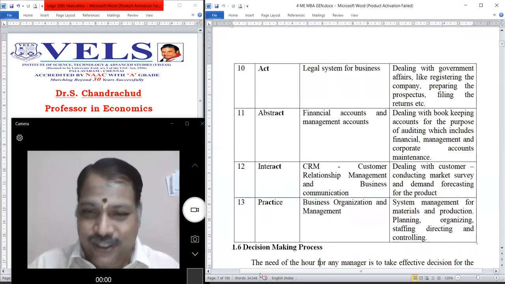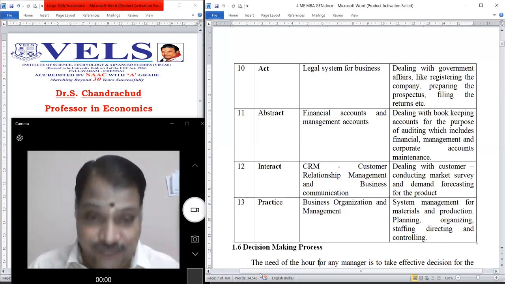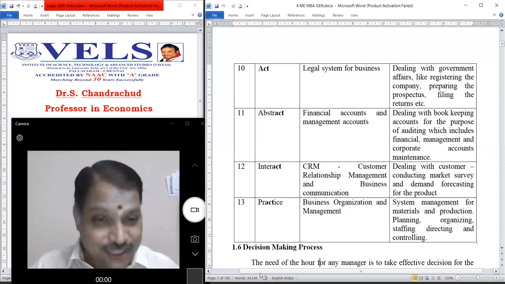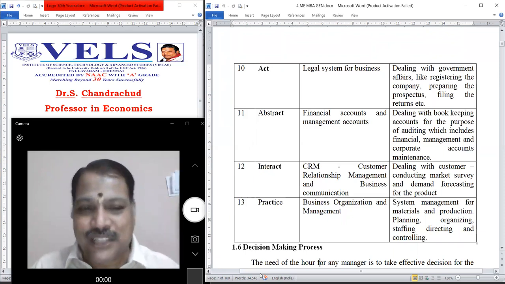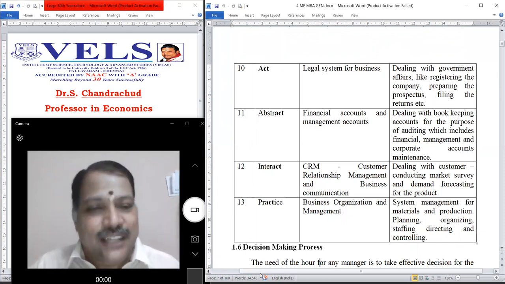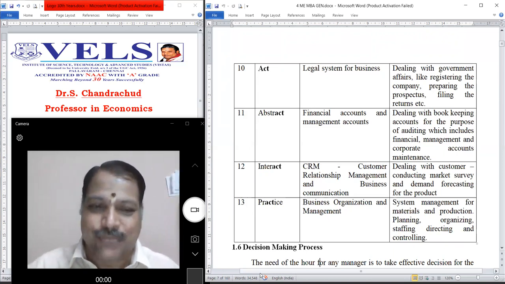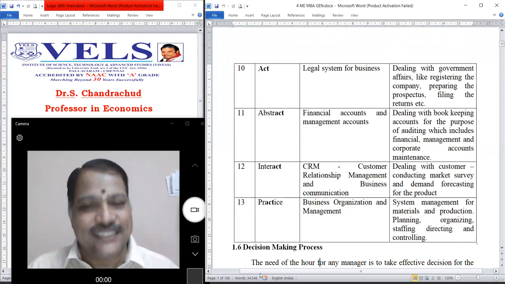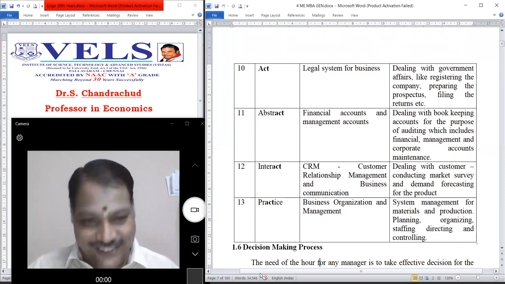The next keyword is more important: interact, customer relationship management, and business communication. These are the subjects we are dealing with in commerce and MBA. Dealing with the customer, conducting market surveys, or how to forecast the demand for an existing product or a new product, all these things. The last keyword is practice.